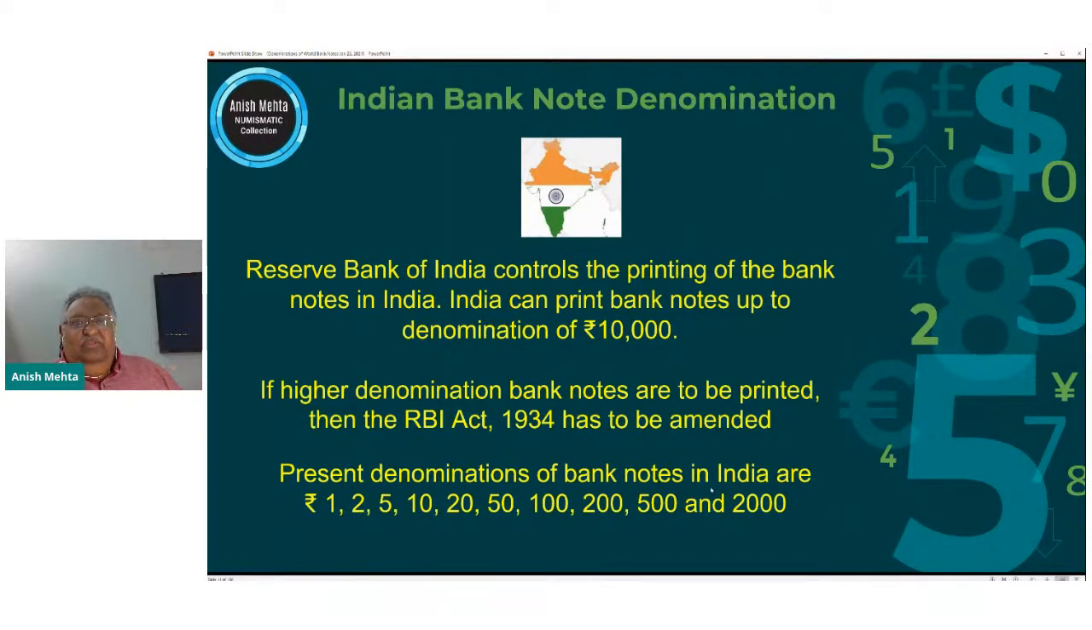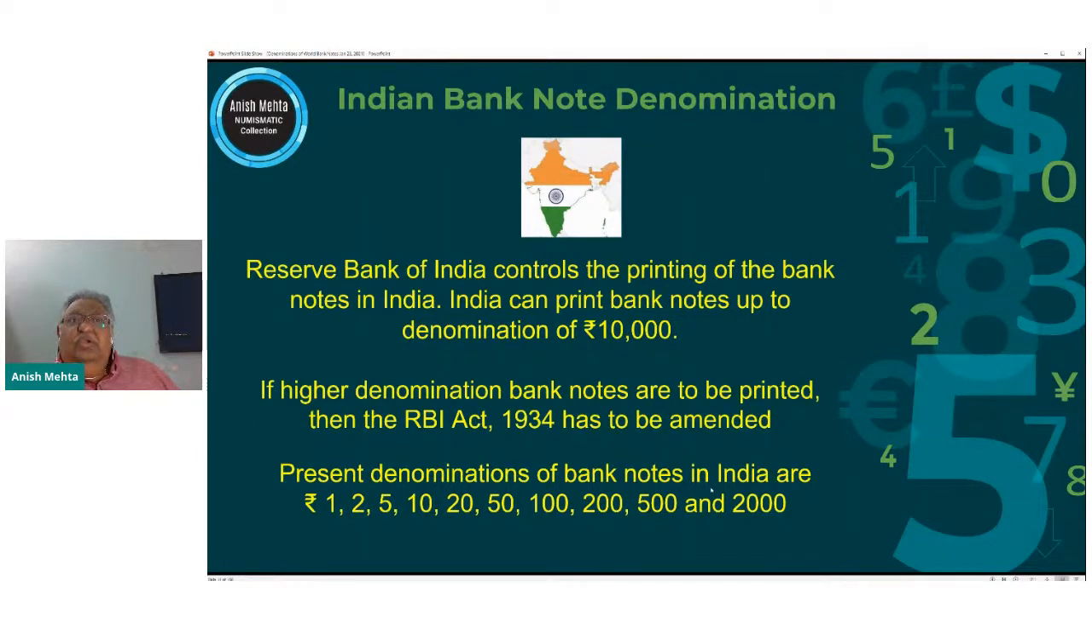In India, the Reserve Bank controls the printing of banknotes. And as of today, they are allowed to print up to denominations of 10,000. In case they decide to have banknotes of more than 10,000, then the RBI Act 1934 has to be amended before they would do it. The present denominations of banknotes in India are 1, 2, 5, 10, 20, 50, 100, 200, 500, and the highest is 2,000.